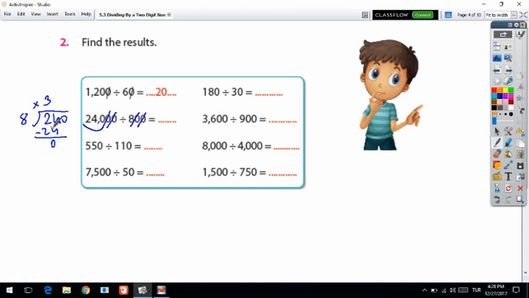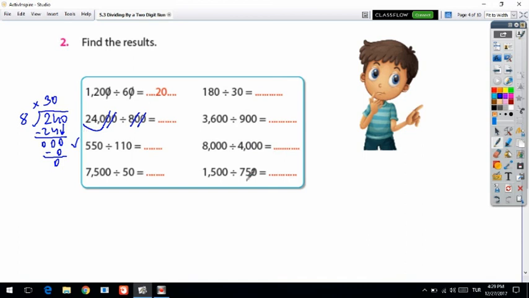Then let's subtract them. 4 minus 4, 0. 2 minus 2, 0. I bring 0 down. How many 8s do we have in 0? Zero. 0 times 8 is equal to 0. Then let's subtract them, 0. Is there any number left? No. Is 0 smaller than 8? Yes. We have finished. Okay, now let's look at this one.